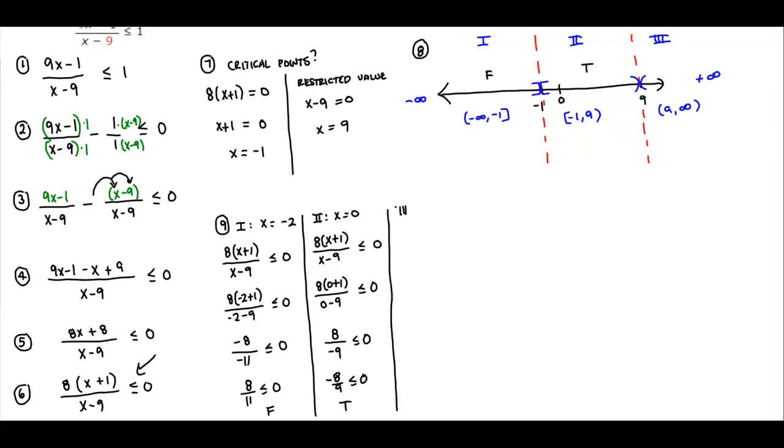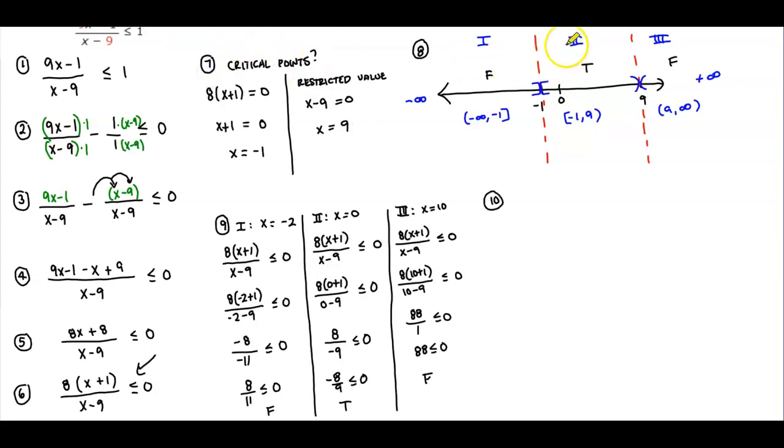If we take a look at region number 3, we can pick the value of 10. So x is going to equal 10. And then we're going to plug it into the inequality. So we have 8 times 10 plus 1 over 10 minus 9. Well, 10 plus 1 is 11, and times 8 is 88. 10 minus 9 is 1. And so is 88 less than or equal to 0? Well, that is false. So we know it's false in region number 3.